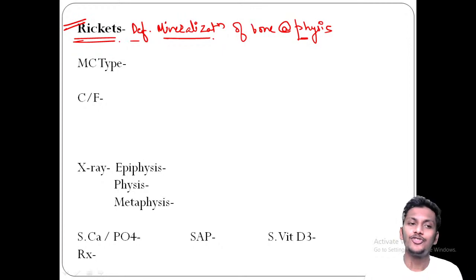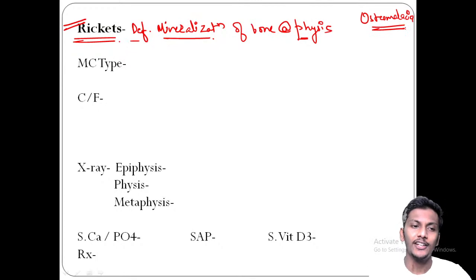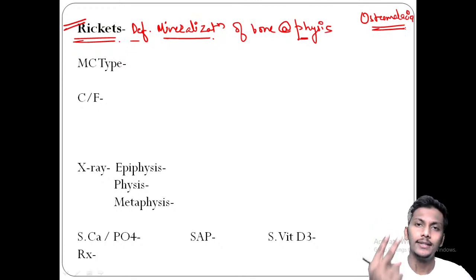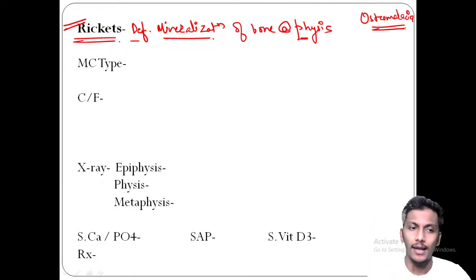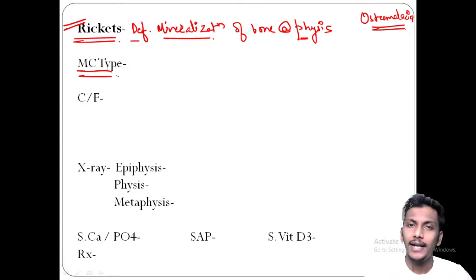If it occurs in children, it is known as rickets. If it occurs in adults, it is known as osteomalacia, that is softening of bone. The literal meaning of osteomalacia is softening of bone, again due to defective mineralization. These are the two diseases associated with decreased mineralization of bone. And which is the most common type of rickets usually seen in children? The most common type of rickets is nutritional rickets, due to nutritional deficiencies.